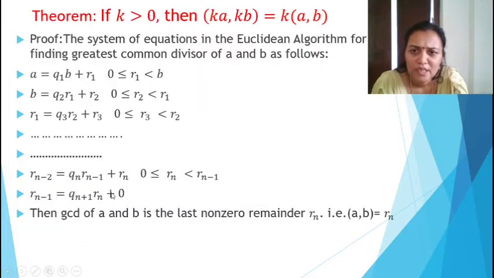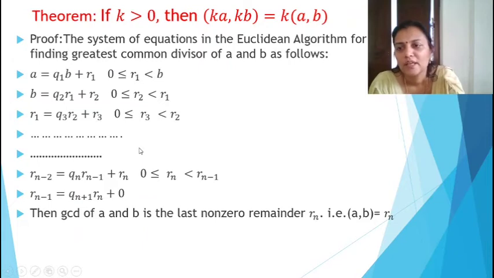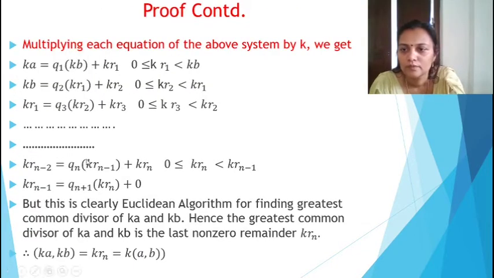We are multiplying each of these equations by k. So here ka = q1 kb + kr1, something like that. But we got, this is clearly the Euclidean algorithm for finding the greatest common divisor of ka and kb. Hence, the greatest common divisor of ka and kb is the last non-zero remainder, which is krn. Therefore, GCD of ka and kb is equal to krn, which is equal to k times GCD of a and b. So this is the proof.